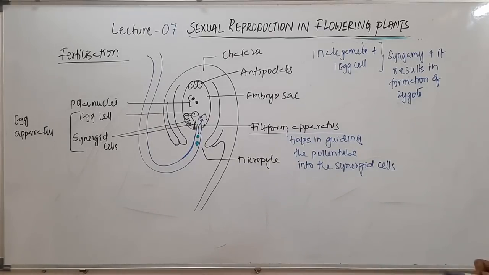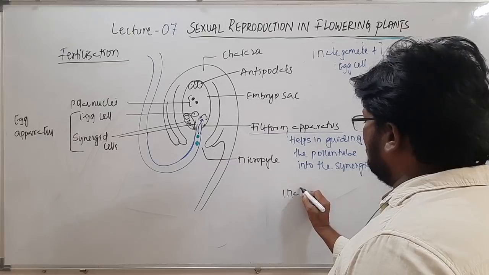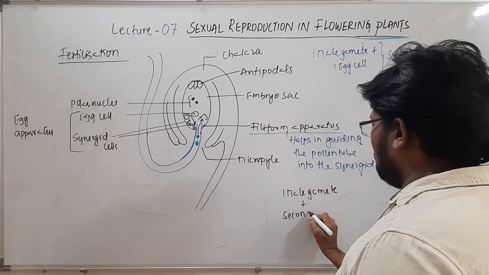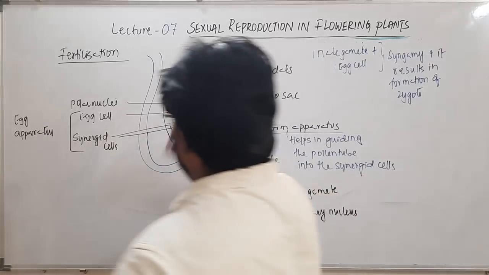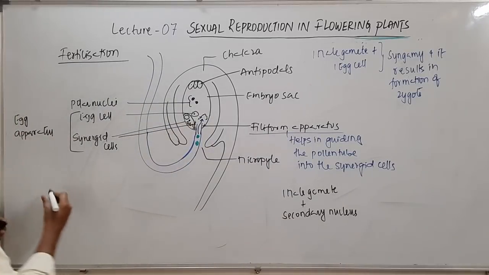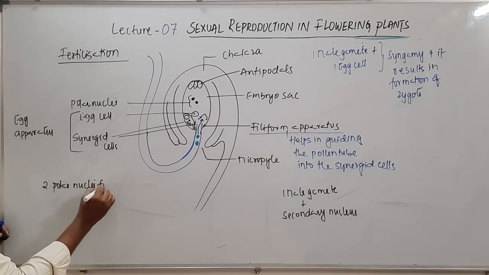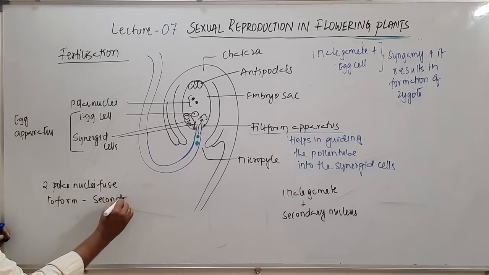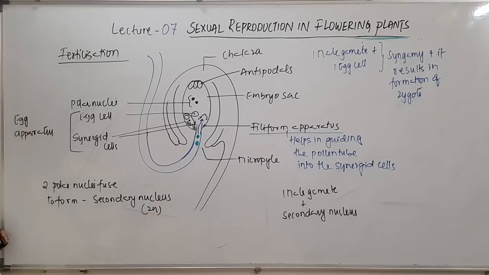Next, we have the other male gamete. Now in this case, another male gamete is going to fuse with something called the secondary nucleus. What happens is that two polar nuclei fuse. The two polar nuclei fuse to form a secondary nucleus. So this secondary nucleus will be diploid in condition.